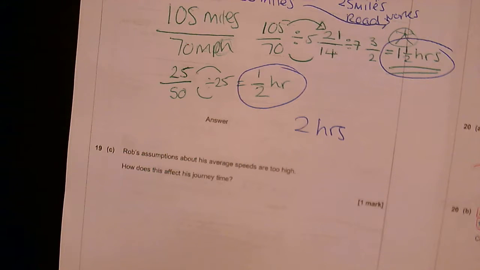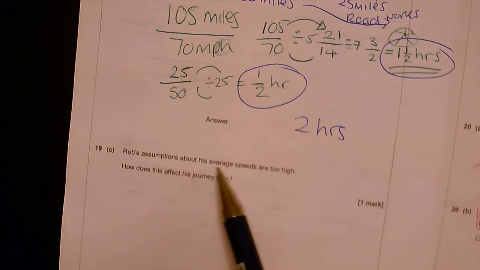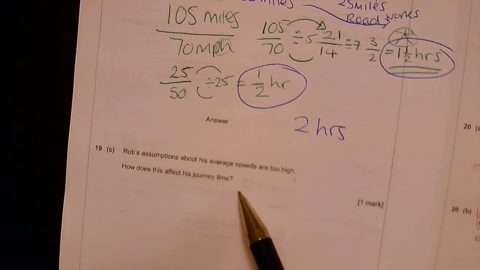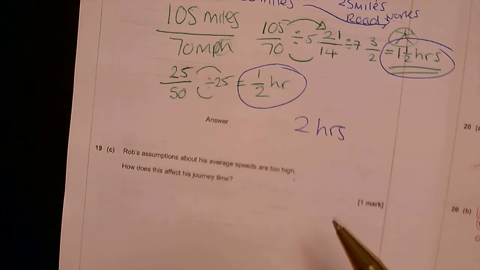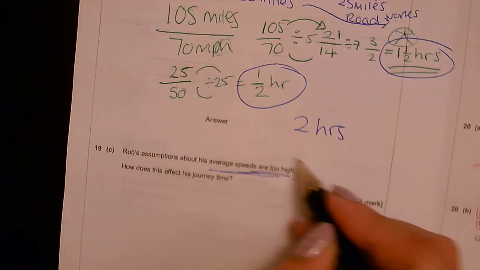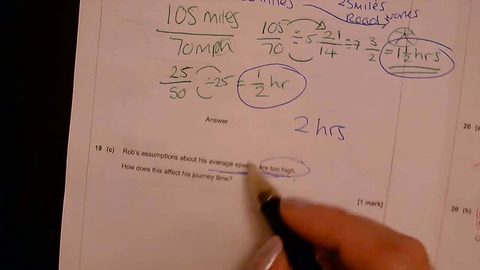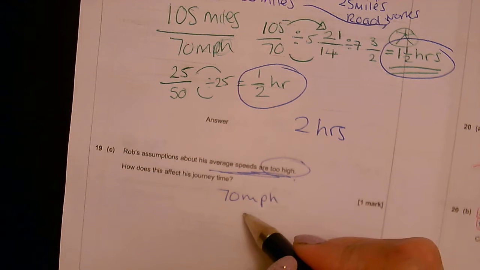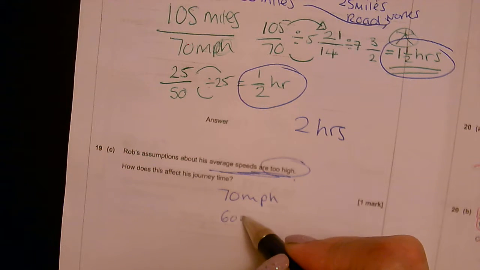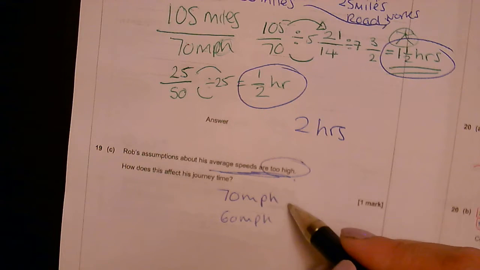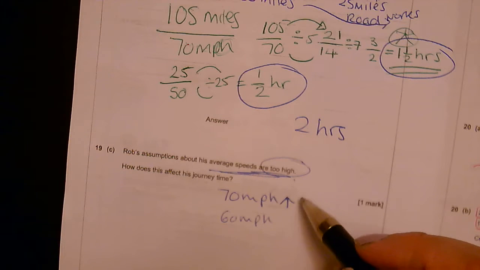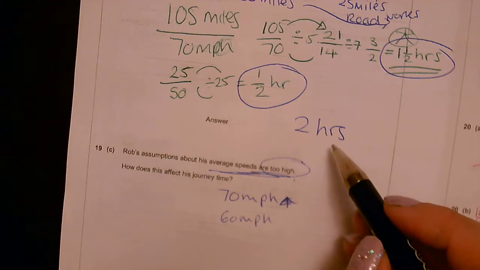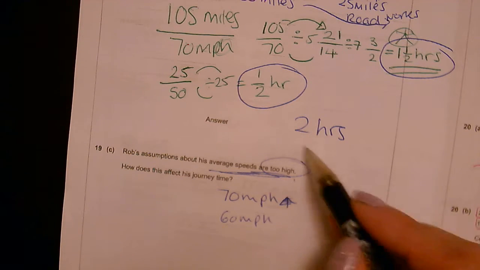Part C says Rob's assumptions about his average speed are too high. How does this affect the journey? So if he assumes that his average speed is high, what that means, when he's saying 70 miles per hour, it might actually be too high. It could be more like 60 miles per hour. If this is too high, what that means, he's going to have exaggerated how fast he's going to get there, which means his journey time is obviously not going to be quite as fast.